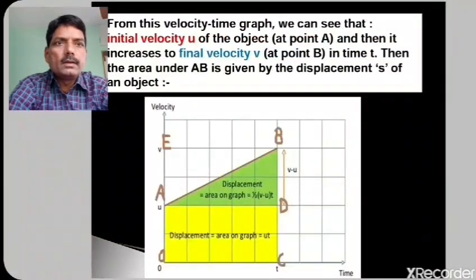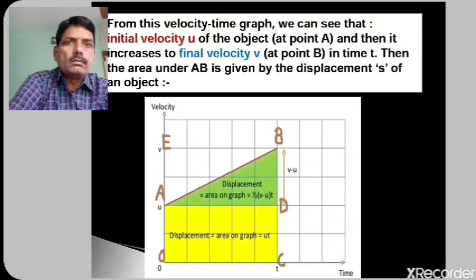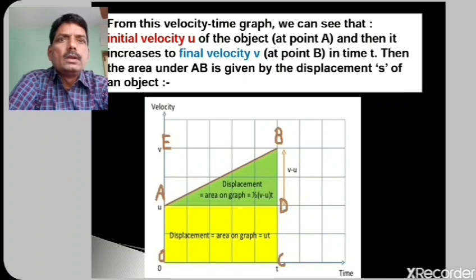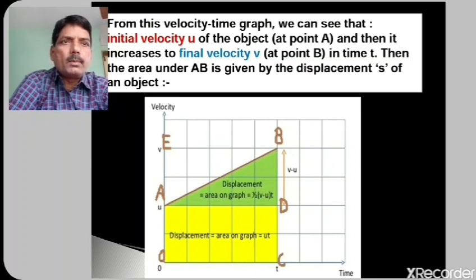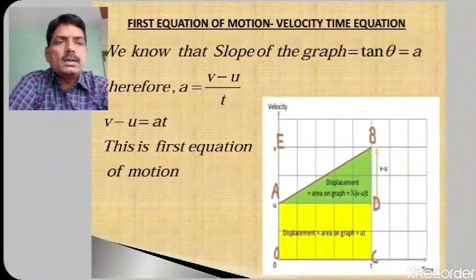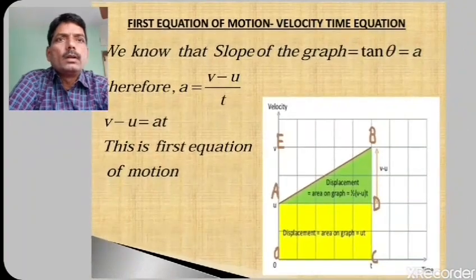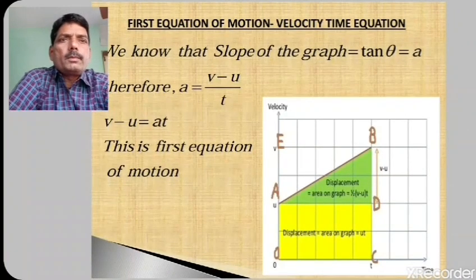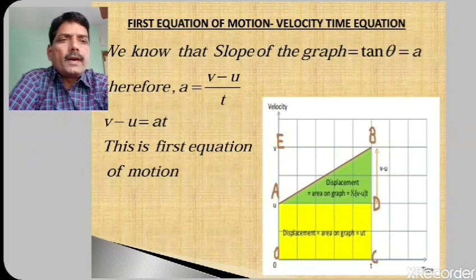So now see here the terms which I have told you, which are already explained in this graph. So initial velocity u of an object at point A increases to a final velocity v at point B in time t. Then the area under AB is given by the displacement s of the object. So now let us proceed to the first equation of motion. In the first equation of motion, from this graph we have to find the slope.